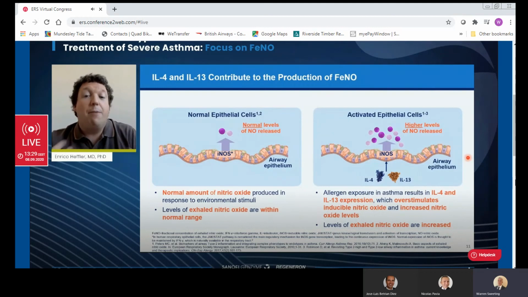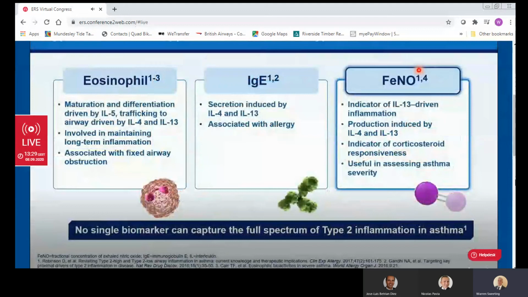So that's the why: in patients with type 2 inflammation, you have very high levels of nitric oxide, FeNO, and you may have very, very high levels when there are specific triggers, which can be allergic or non-allergic, that are activating the production of nitric oxide through the iNOS, the inducible form of nitric oxide. Here we have a list of the three most common biomarkers that are used in clinical practice in order to assess the type 2 inflammation.